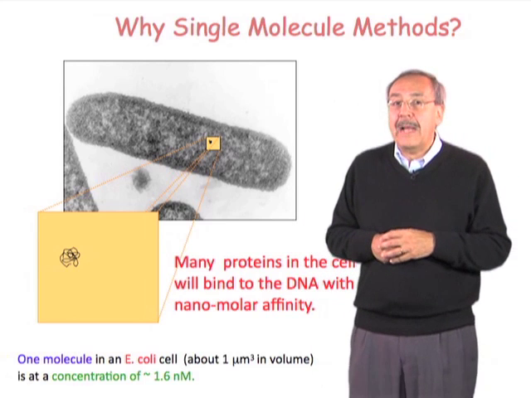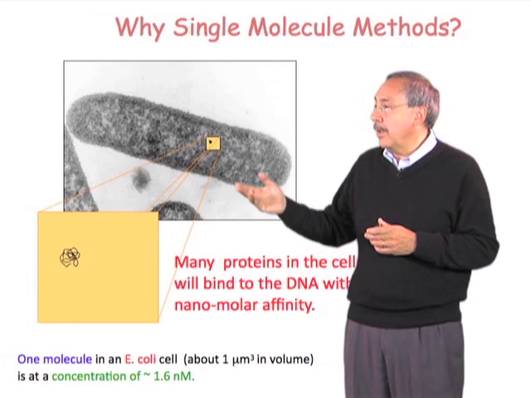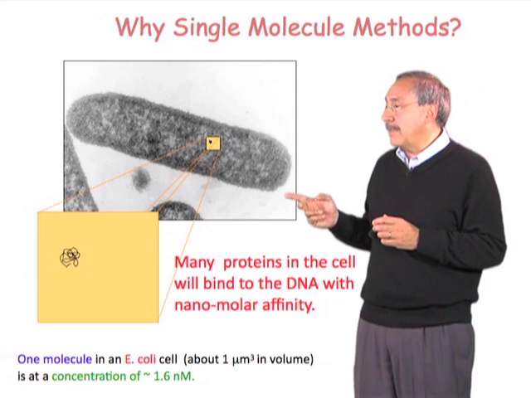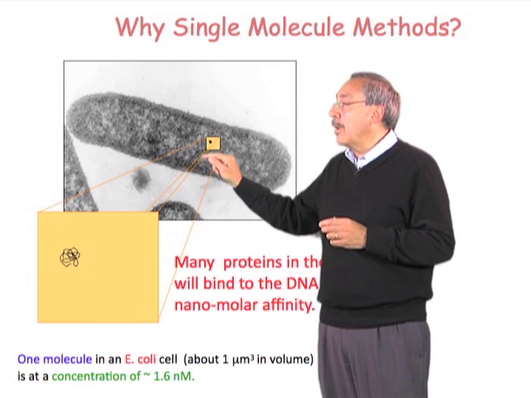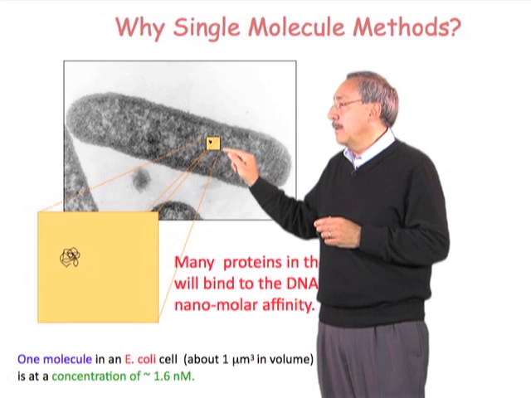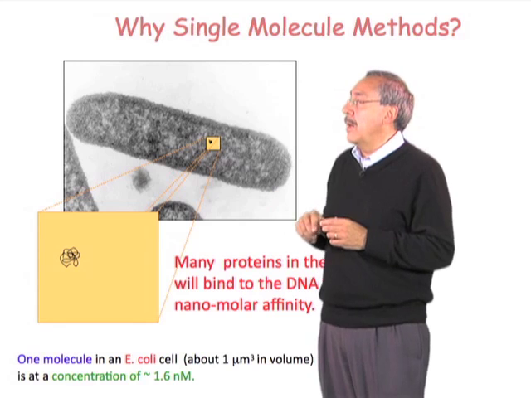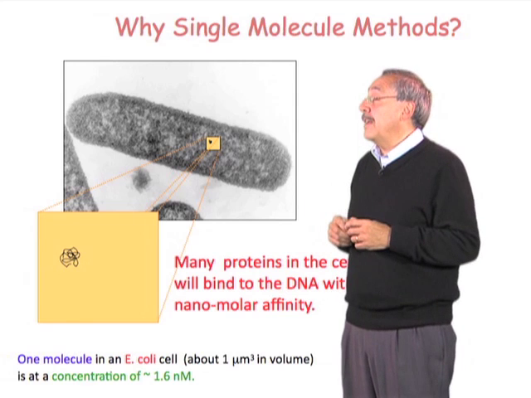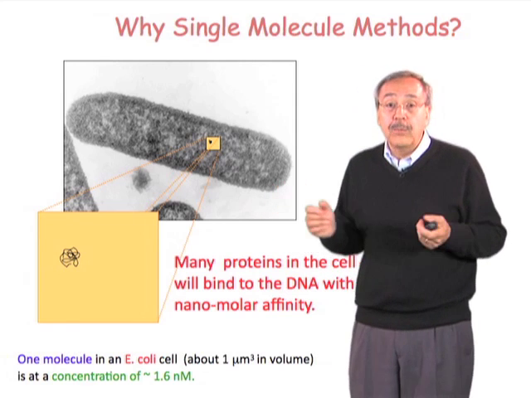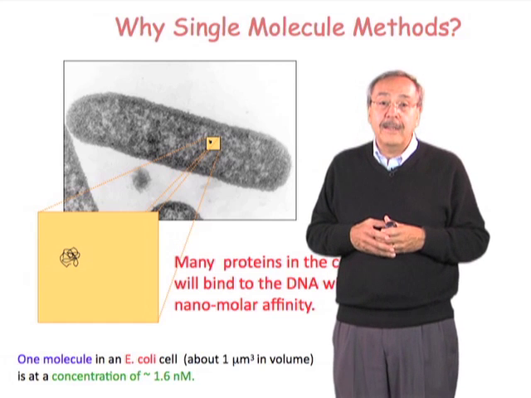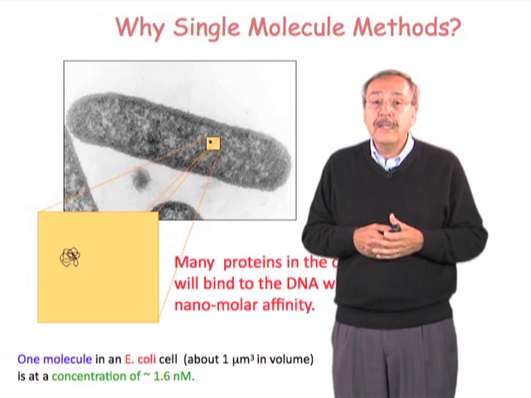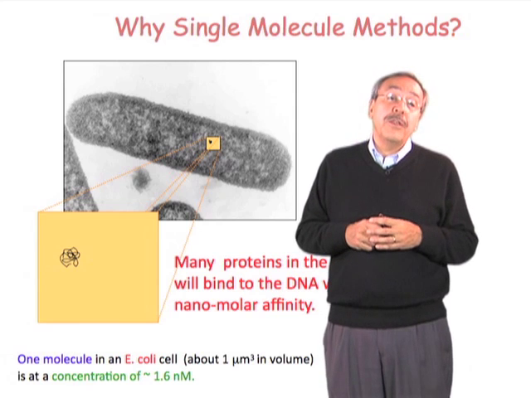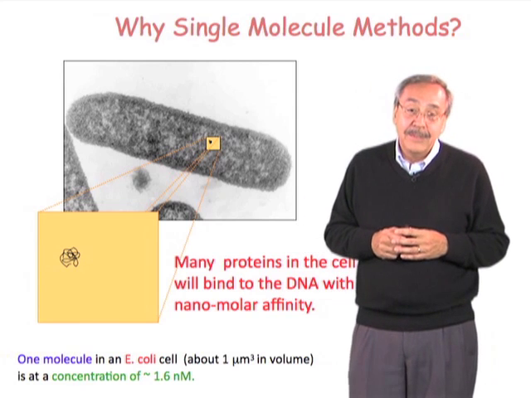So here is an interesting back-of-the-envelope calculation. What you see here is a cell of E. coli, and you may ask, given the volume of an E. coli cell, imagine that you have a single molecule of any kind, indicated here in this yellow square, inside this E. coli cell. And now you ask, what is the concentration of that single molecule of that particular type inside that E. coli cell? Because the volume of the E. coli cell is so small, it turns out that one molecule in an E. coli cell is at a concentration already of 1.6 nanomolar, right?